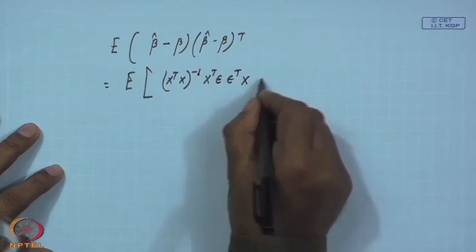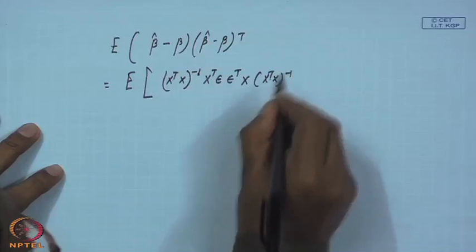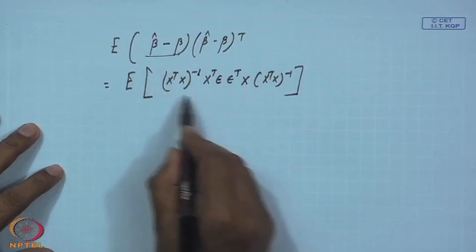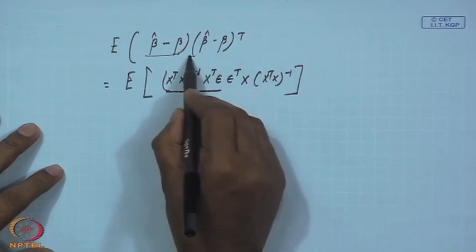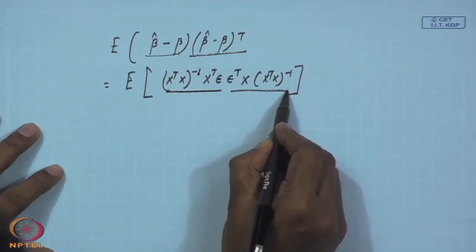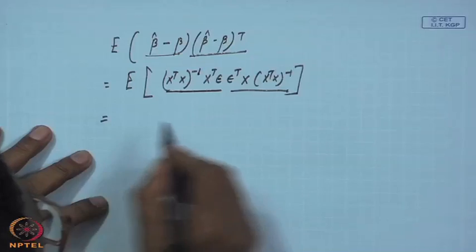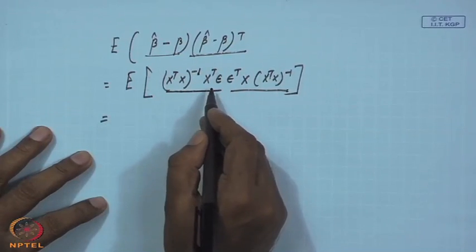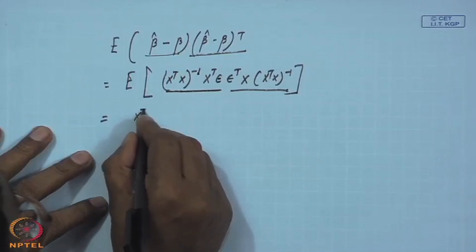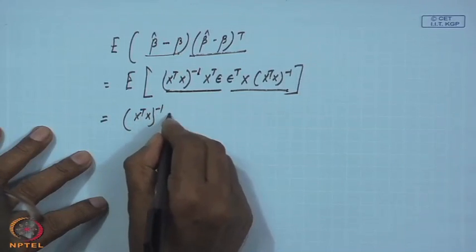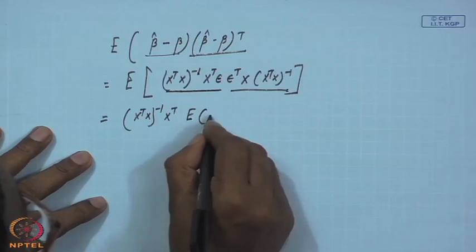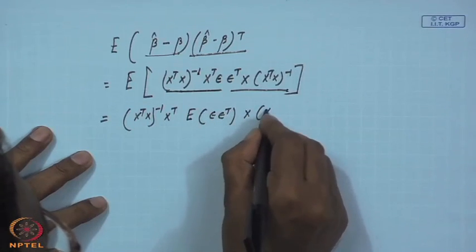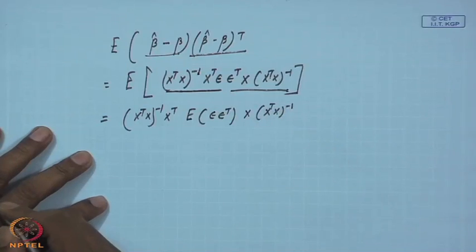x, x transpose x inverse, this is coming. So, for this we have written this portion, for the other one written this portion. Okay. Now, again what we will do, we will just bring out the fixed values like x transpose x inverse x transpose, then the expected value of epsilon epsilon transpose, then x x transpose x inverse.